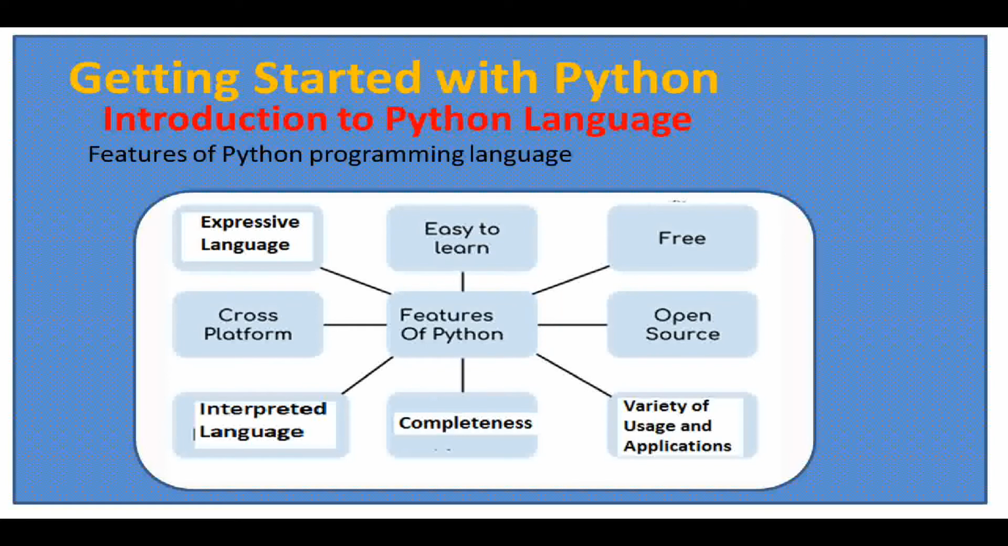Second, this is a very expressive language. Expressive language means fewer lines of code and simpler syntax are required compared to other popular programming languages like C, C++, Java, etc. Then it is an interpreted language, which means it uses an interpreter, not a compiler. It is also a cross-platform language, which means Python programs can run equally well on a variety of platforms, whether it is Windows, Linux, Unix, Macintosh, or any smartphone, etc.